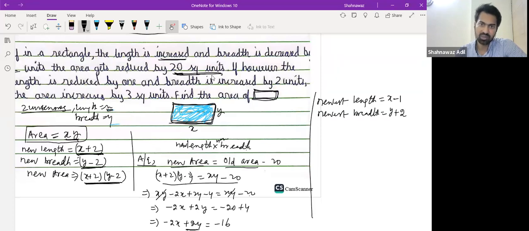Okay, so the new equation I have got. What should we do? I will just solve this problem. I have talked about the elimination method, and I have talked about the substitution method. Okay, you guys, please join the next one. Okay, sir.